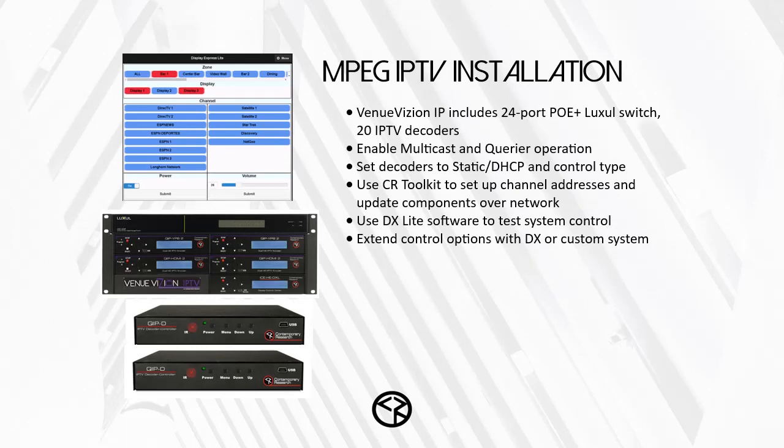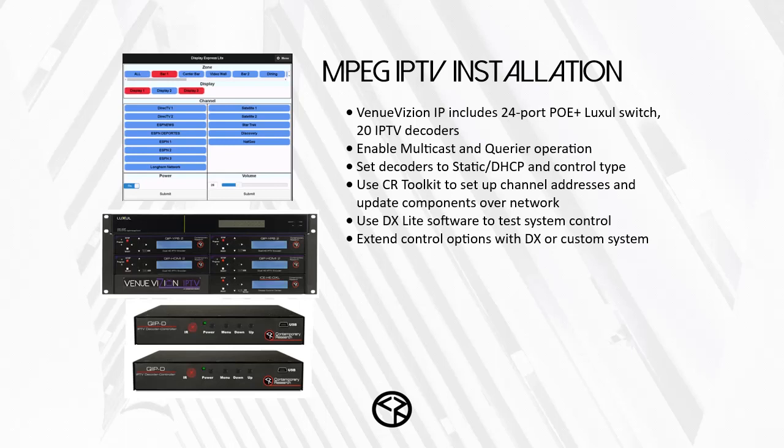Now let's look at installing an MPEG IPTV system using the same example we had before in RF. We have an alternate version of Venue Vision called IP, logically enough, that instead of an RF combiner, has a 24-point PoE plus switch. And there's 20 IPTV decoders, that QIP-D decoder we talked about earlier. We will do many of the same steps that you would do if you were just buying the system as components. The first thing we do is set the switch for multicast and turn on the querier so we have the messages going back and forth between the systems.